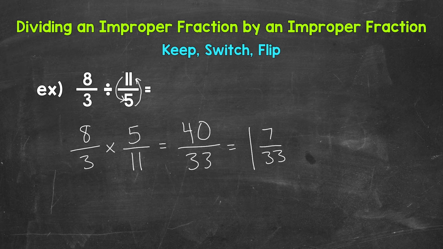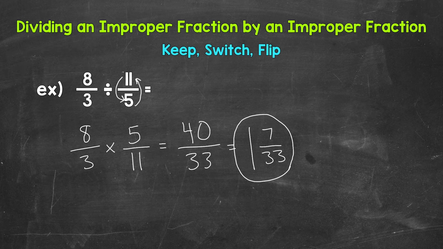Always look to see if you can simplify the fractional part of a mixed number. 7/33 is in simplest form. The only common factor between 7 and 33 is 1. So this is our final answer, 1 and 7/33.